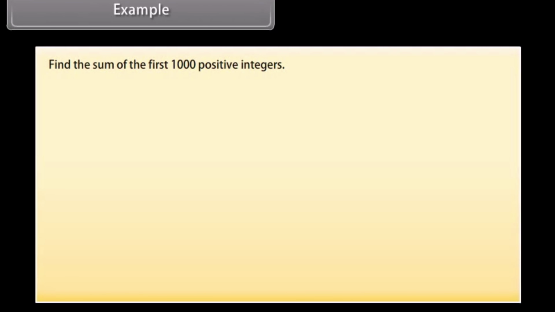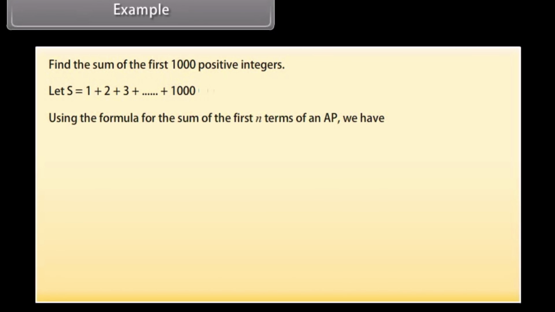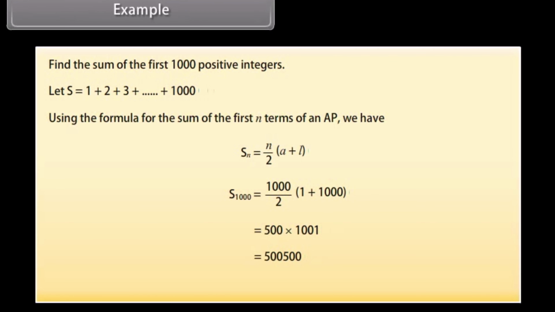Find the sum of the first 1000 positive integers. Let S is equal to 1 plus 2 plus 3 plus so on plus 1000. Using the formula for the sum of the first n terms of an AP, we have Sn is equal to n upon 2 into a plus L. Substituting the value of n, we get S1000 is equal to 1000 upon 2 into 1 plus 1000. This is equal to 500 into 1001, which becomes 500500. So the sum of the first 1000 positive integers is 500500.